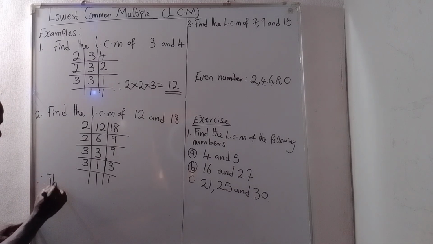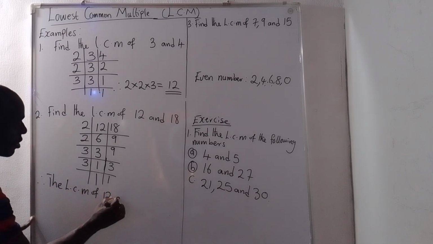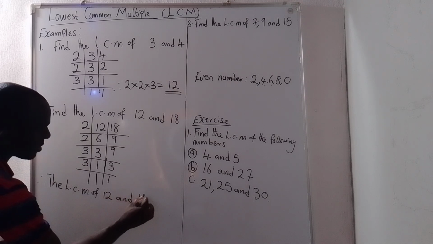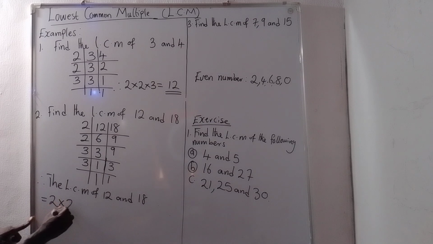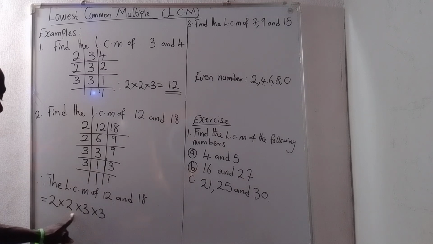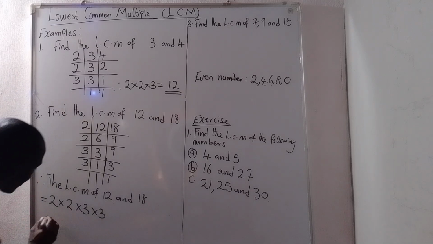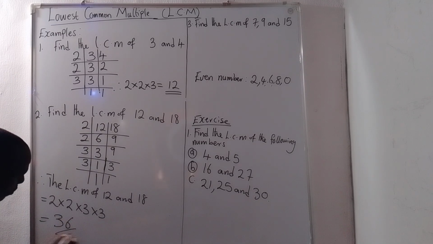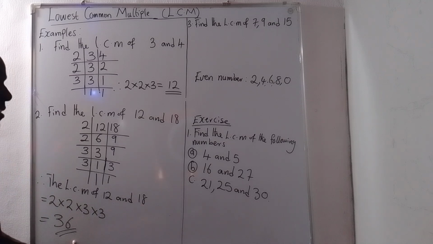Therefore, the LCM of 12 and 18 is equal to, we multiply these numbers. 2 multiplied by 2 multiplied by 3 multiplied by 3. 2 times 2 is 4. 4 multiplied by 3 is 12. And 12 multiplied by 3 will give us 36. So the LCM of 12 and 18 is equal to 36.